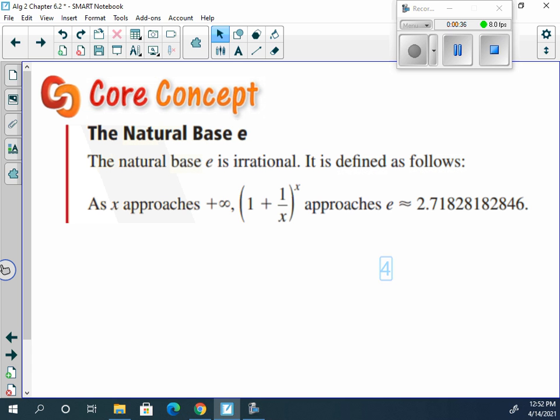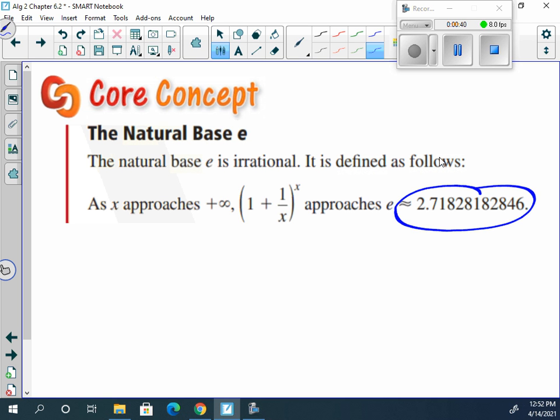And as it goes out, we actually get the approximation of 2.71 going on and on and on. It is a non-repeating, non-terminating decimal. And this is what we call the natural base e. Now, e is going to come into play, especially when we start talking about natural logarithms. So we'll use e with natural logarithms. So it's kind of nice to know what it is and how it works.